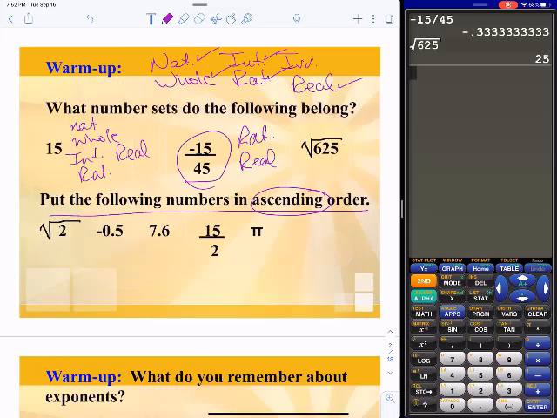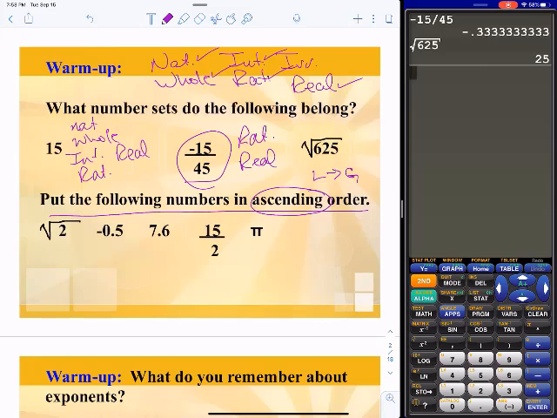Now, this last question, it says, put the following numbers in ascending order. Well, what does ascending mean again? Okay, we had two words, ascending and descending. And ascending means to go from least to greatest because we want to ascend, we want to climb.